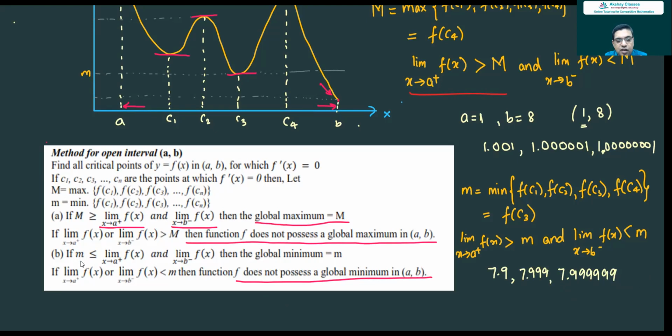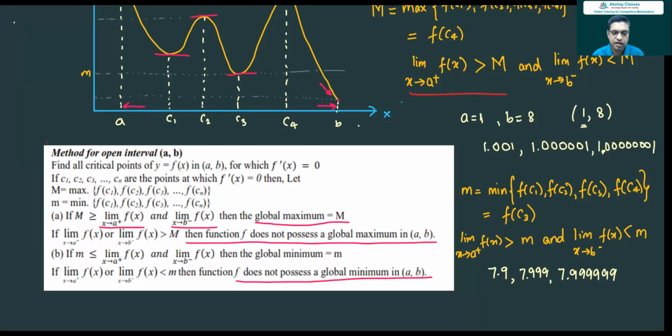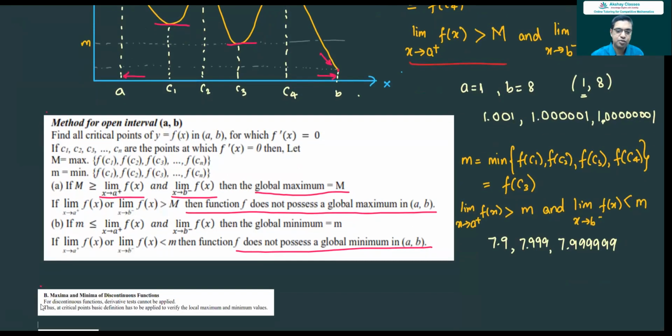However, if small m were to be lesser than both the limits, then the global minimum exists. That will be it. Okay, so this was about global maximum and global minimum. And one last point to conclude, which is seldom asked in exams, but still it is a point to complete.